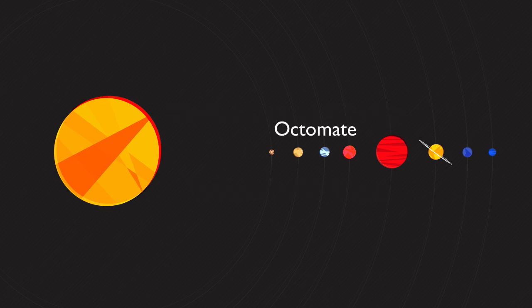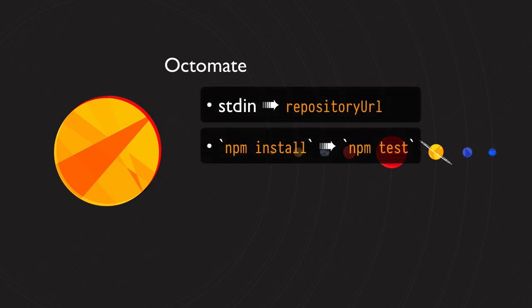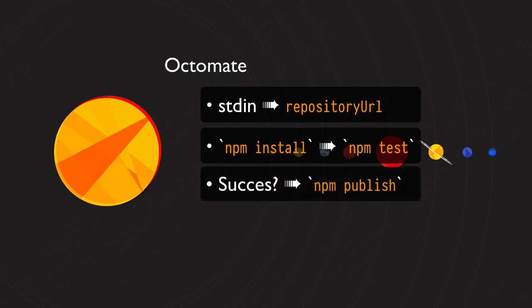So what will Octomate do for us? It will first read a repository URL from the command line and then run a set of NPM scripts. And when all the scripts exit successfully, then it will publish the project to NPM by using npm publish.